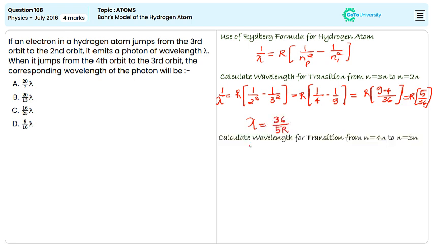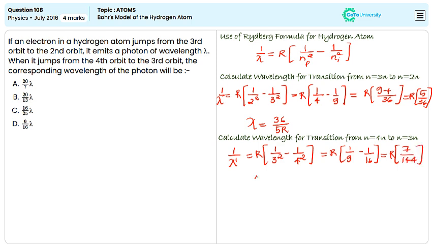For the transition from fourth to the third orbit, wavelength is calculated as 1 by lambda dash equals R into 1 by 3 square minus 1 by 4 square equals R into 1 by 9 minus 1 by 16 equals R into 7 by 144. Therefore, lambda dash equals 144 by 7R.